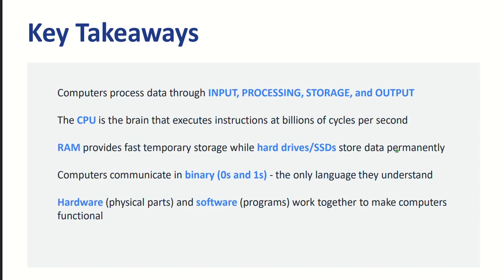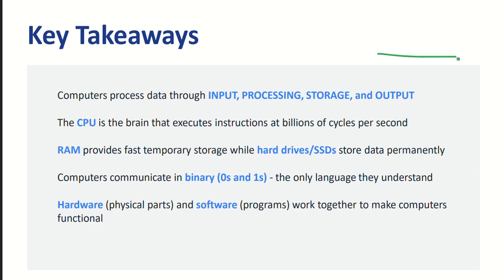So, everything we have discussed, the conclusion is this. A computer processes data through input, processing, storage, and output. The CPU is the brain that executes instructions at billions of cycles per second. RAM provides fast temporary storage, while hard drives and SSDs store data permanently. Computers communicate in binary zeros and ones, the only language they can understand. Hardware, the physical parts, and software programs work together to make computers functional.